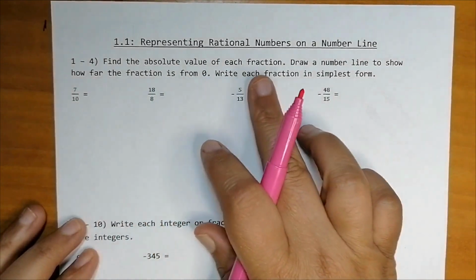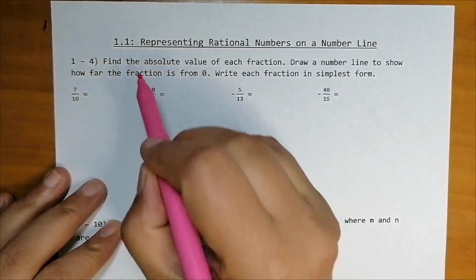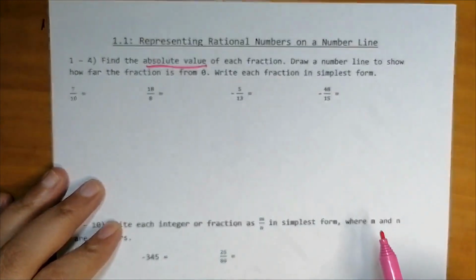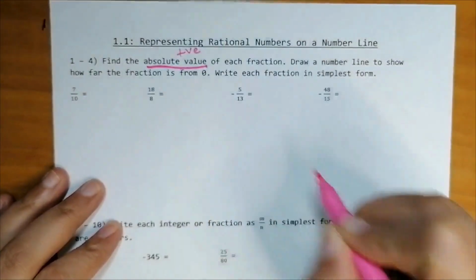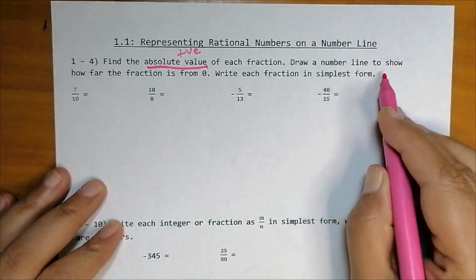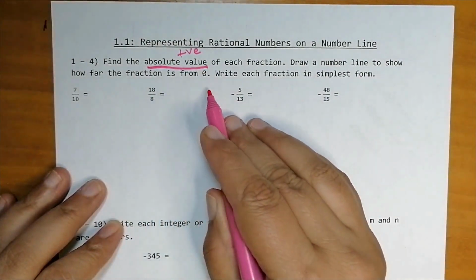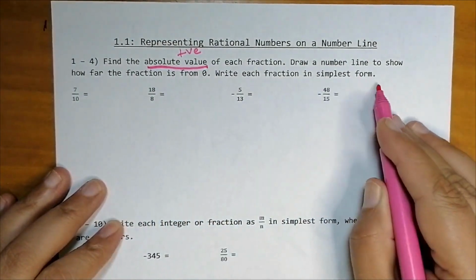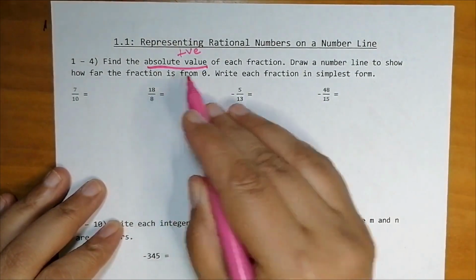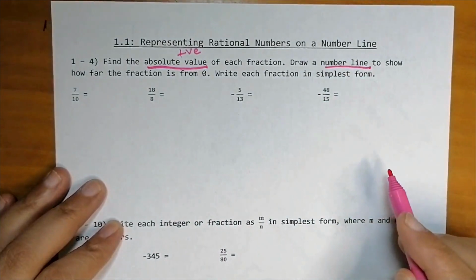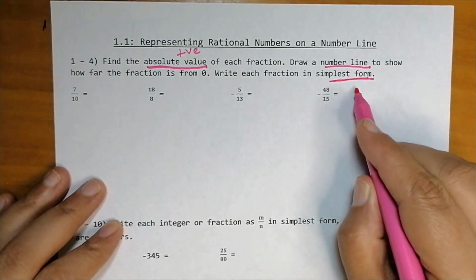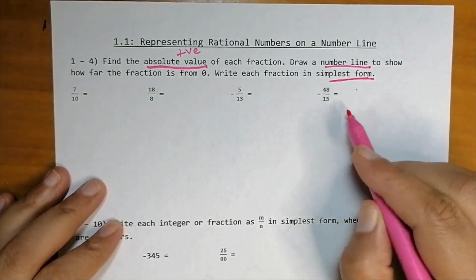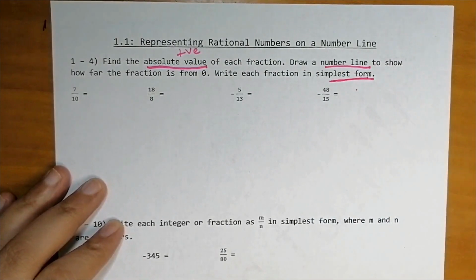It says find the absolute value of each fraction. Okay, so we are asked absolute value, and you know that absolute value is always positive, right? Draw a number line to show how far the fraction is from zero. Write each fraction in simplest form. So you have to find the absolute value, draw a number line and write each fraction in its simplest form. Remember, when we say simplest form, we have to simplify it until there is no possibility for further reduction. So these are the three things we have to do in this first part.